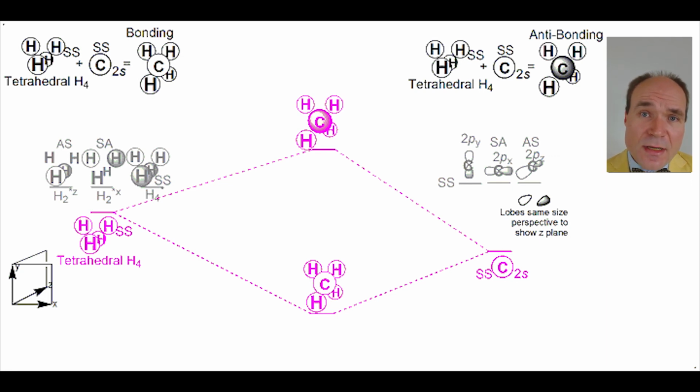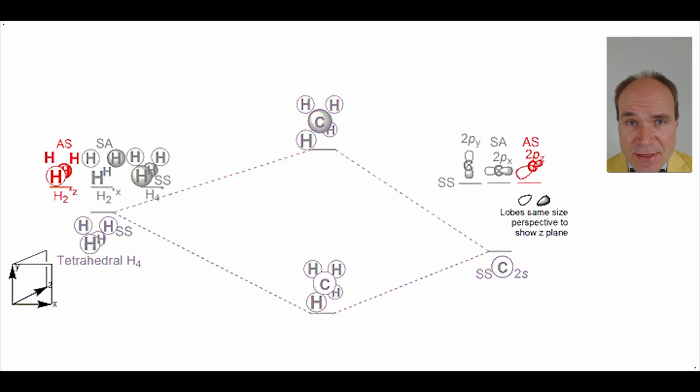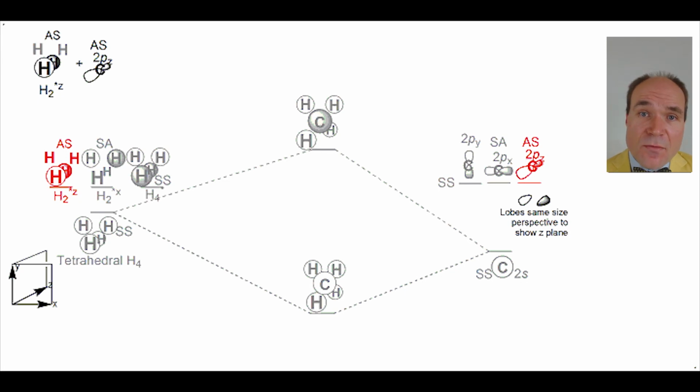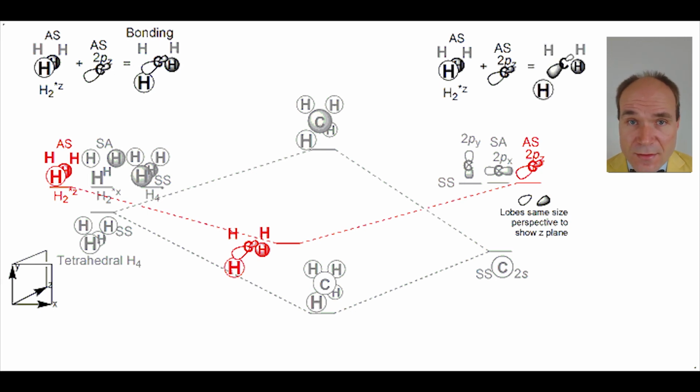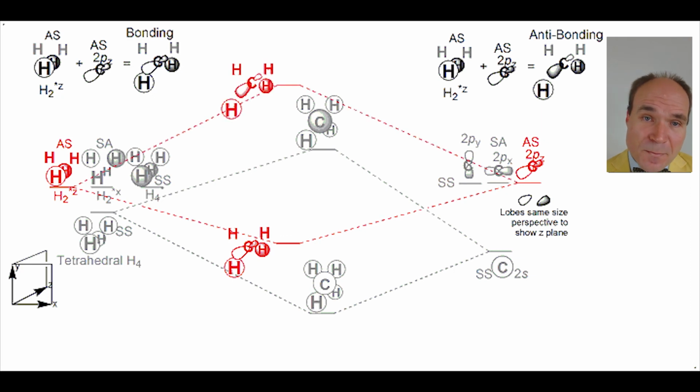Next, we're going to take a look at the AS situation. With AS, we are bringing together H2 star Z with 2pz. When we do so, we get all bonding interactions, and so this is the bonding orbital. If we invert one of the partners' sense of phase of electron, all the bonding interactions transfer into anti-bonding interactions, and now we're looking at the anti-bonding orbital.